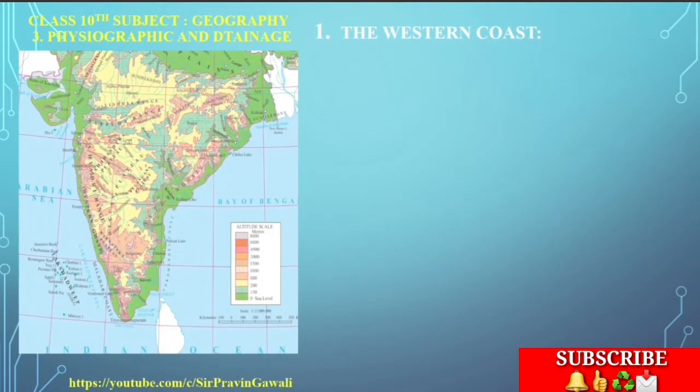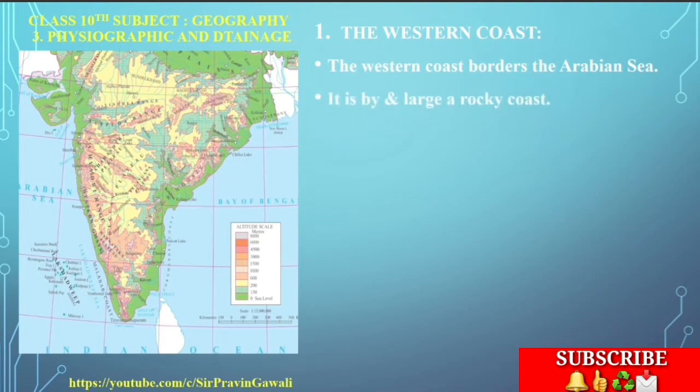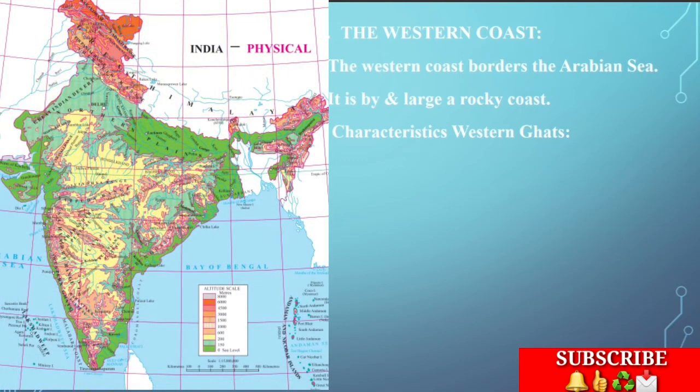Now students, let's try to understand the western coast. Students, the western coast borders the Arabian Sea. It is by and large a rocky coast. Now, let's try to understand the characteristics of the Western Ghats. Students, it is very important from the examination point of view. Questions can be asked on this.